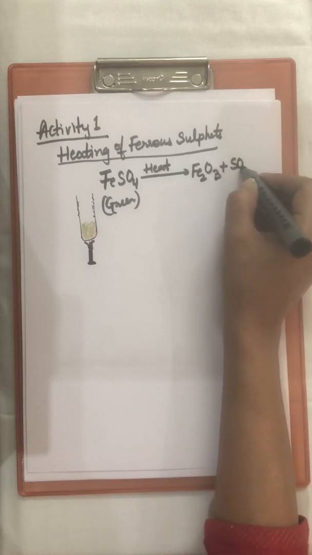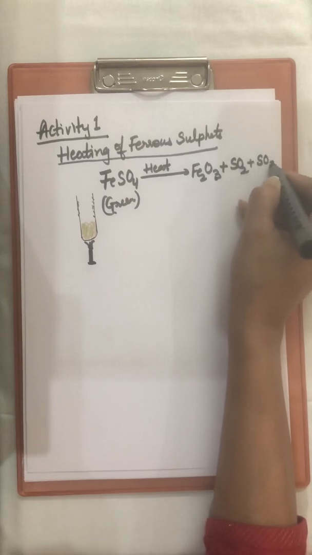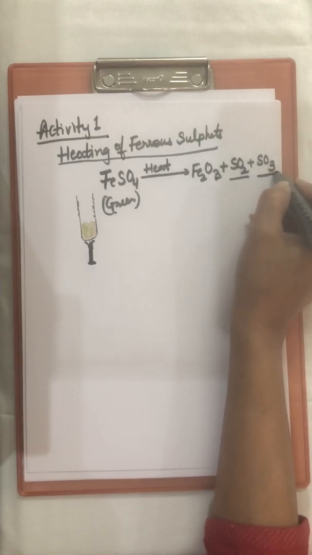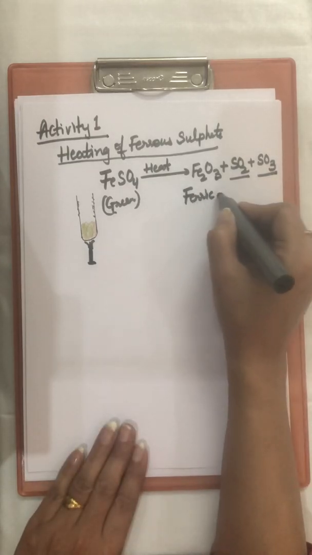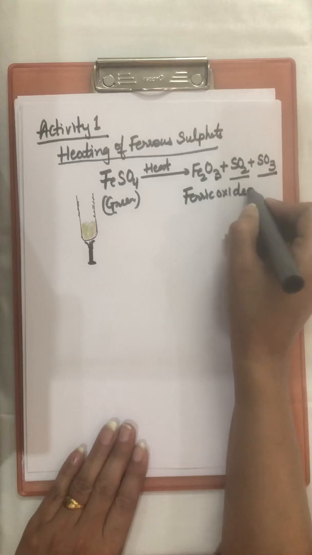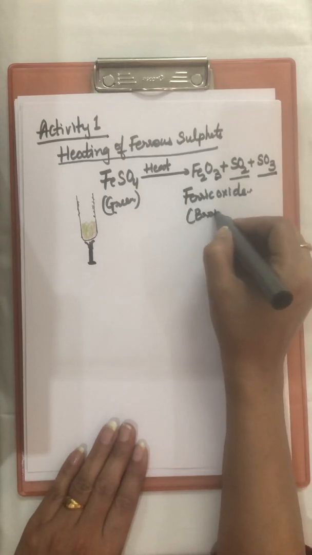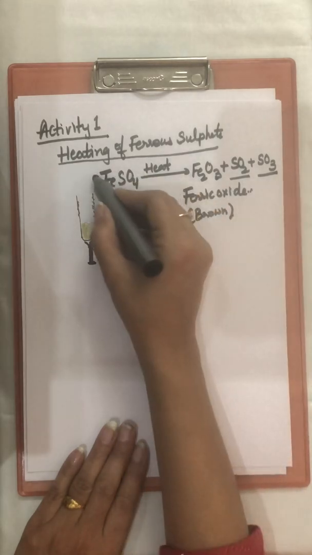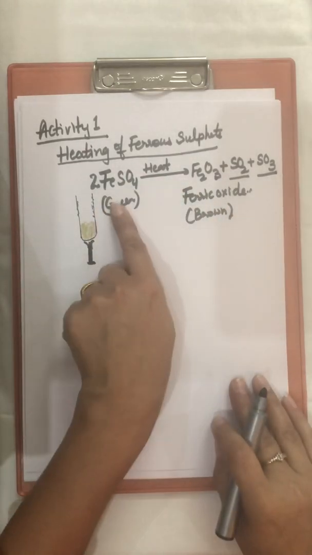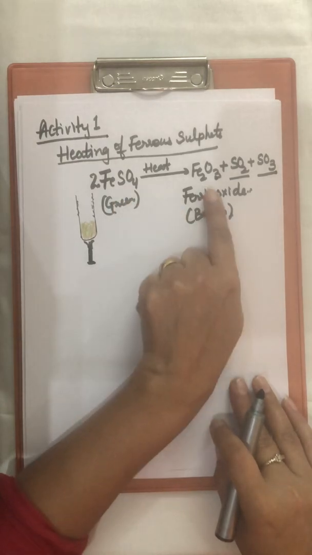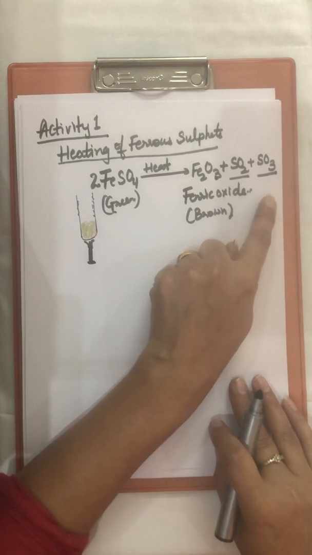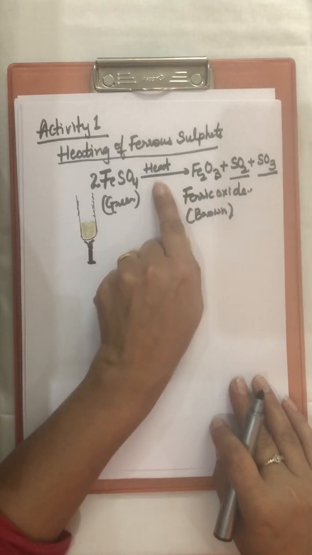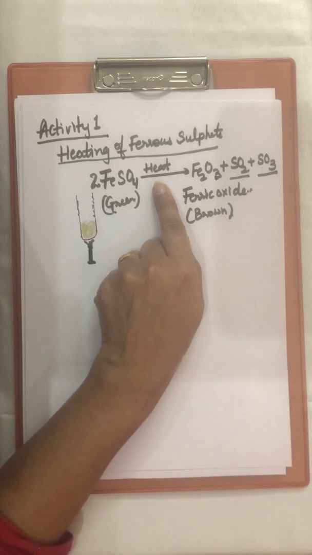Along with this, there's evolution of sulfur dioxide gas and sulfur trioxide gas. This ferric oxide has a reddish brown color. So on heating this ferrous sulfate, it will decompose to form ferric oxide, sulfur dioxide and sulfur trioxide. Since this decomposition takes place on heating, this is an example of thermal decomposition.